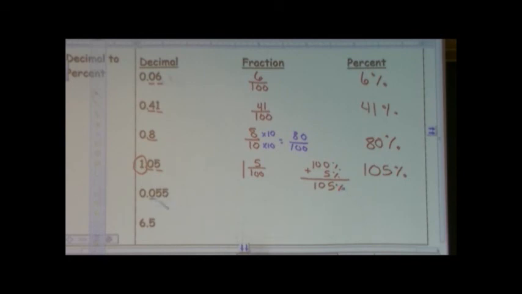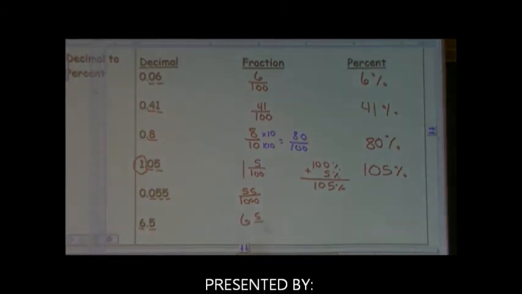Okay, this is 55 thousandths. So it's 55 out of 1,000. And this is 6 and 5 tenths.